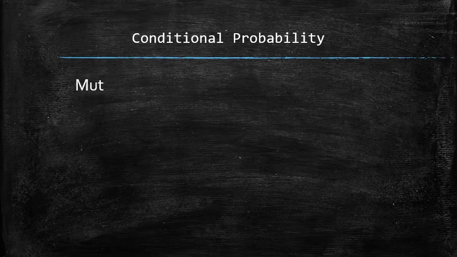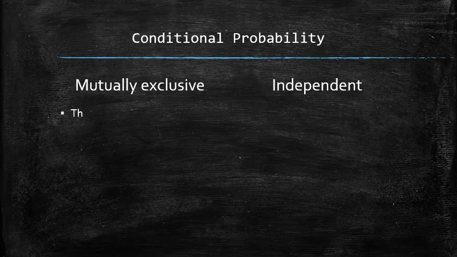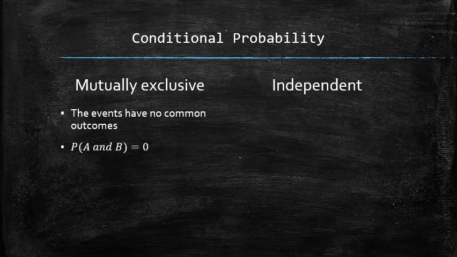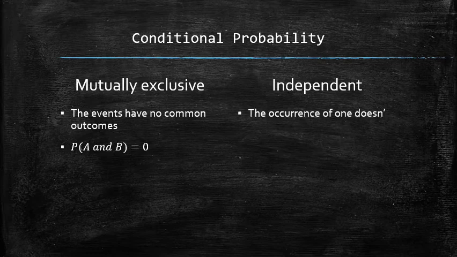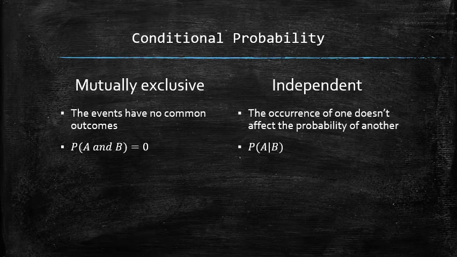Frequently, students confuse mutually exclusive and independent events. Mutually exclusive events have no common outcomes. That is, the probability of A and B is equal to 0. With independent events, the occurrence of one doesn't affect the probability of another. That is, the probability of A given B is equal to the probability of A, and the probability of B given A is equal to the probability of B.